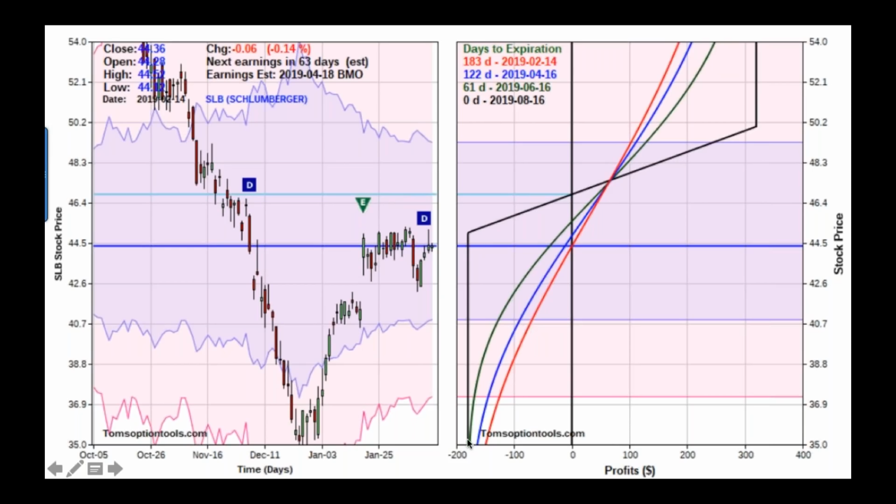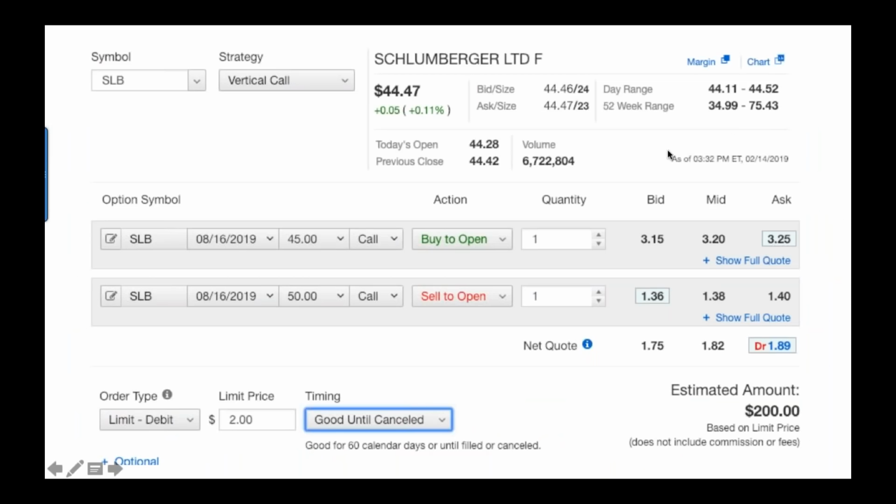But you've got your risk here, which is less than 200. You've got your reward, which is a little bit better than 300. That's over 150% reward to risk ratio. That's what we look for. And the fact that you can do this for less than $200 as of 3:32 p.m. That's what that's showing. I'm looking at the August 16th, 45/50 call spread. Right now, the mid price is $1.82. At the close, it was $1.75 or $1.89. Again, $2 on the loose end.